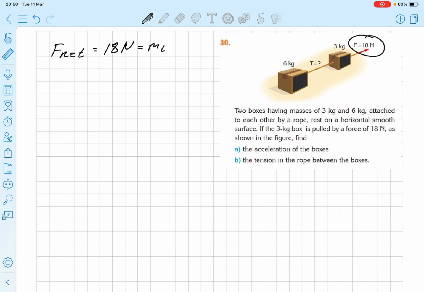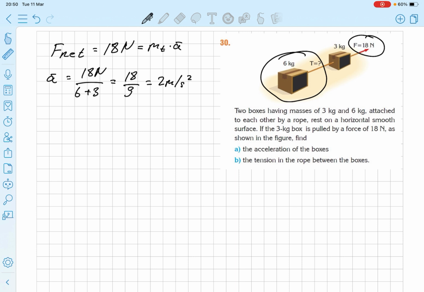Which is 18 newtons. And this 18 newtons gives the acceleration of the whole system. It will be mass total times the acceleration. So the acceleration will be equal to 18 newtons over mass total, 6 plus 3. So 18 over 9, it is equal to 2 meters per second squared. So the next question, the tension in the rope. To define tension, we can look at one object. Let's take this one, yeah?